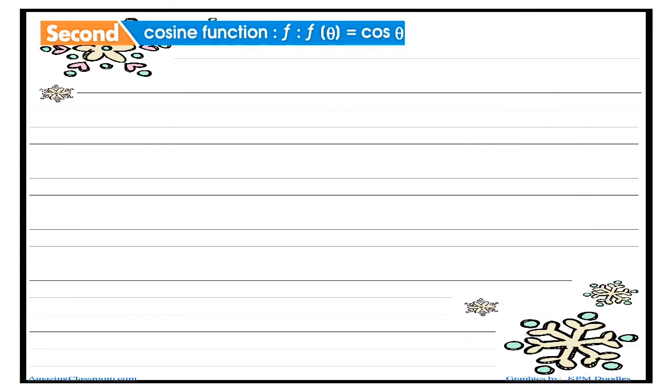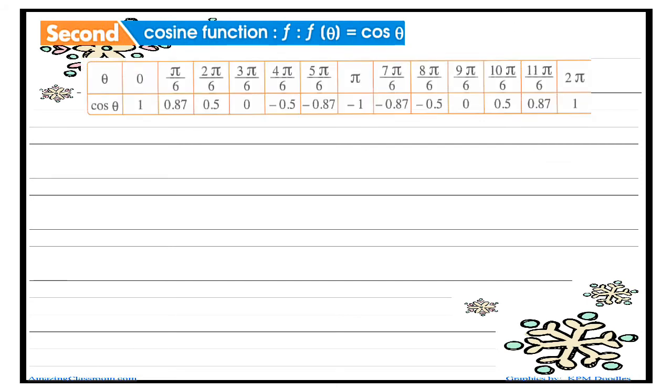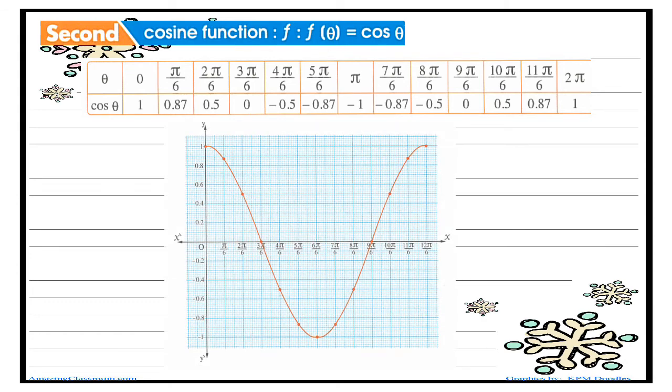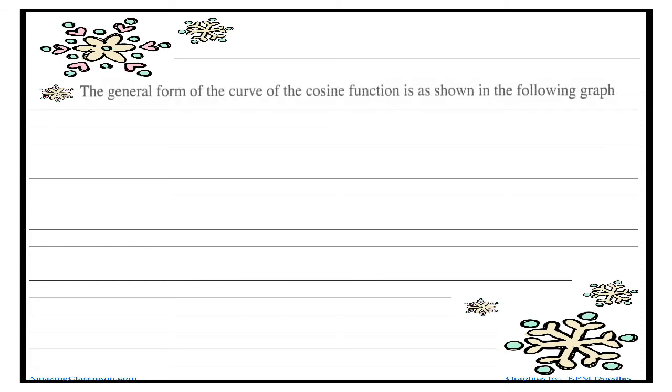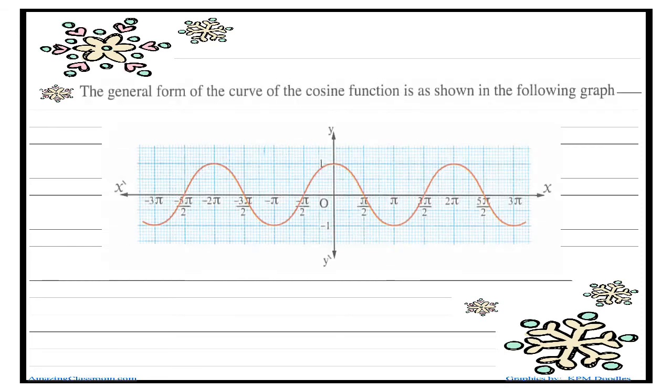The cosine function, cosine theta. To represent cosine theta, I will make a table and represent the table like this figure. This figure represents the cosine theta. The cosine theta is repeated each 2 pi like this.